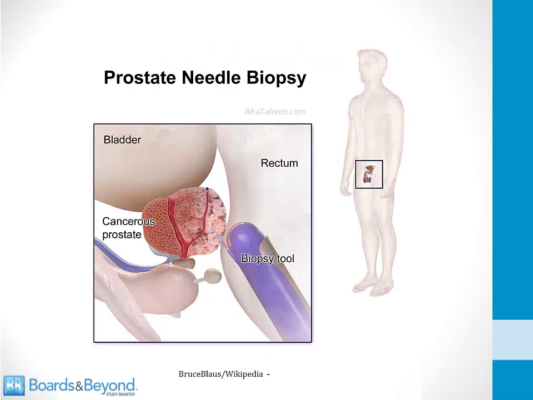Here's a zoomed-in picture just to make this clear. You've got a cancerous prostate gland here. This drawing shows the cancer in the posterior portion of the gland, which is where it often occurs. That means you can put biopsy tools, including ultrasound tools and needles, into the rectum and use the rectum as a way to get at the prostate and take a biopsy.